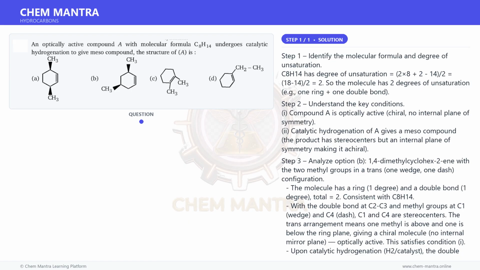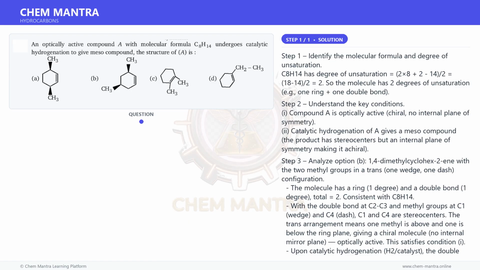Wait, let us re-examine trans 1,4-dimethylcyclohex-2-ene on hydrogenation. With syn addition of H2 across the 2,3 double bond, the existing trans relationship at C1 and C4 is preserved in going to 1,4-dimethylcyclohexane. Trans 1,4-dimethylcyclohexane is actually a meso compound because C1 and C4 are mirror image stereocenters with an internal plane of symmetry bisecting the ring. This satisfies condition 2.